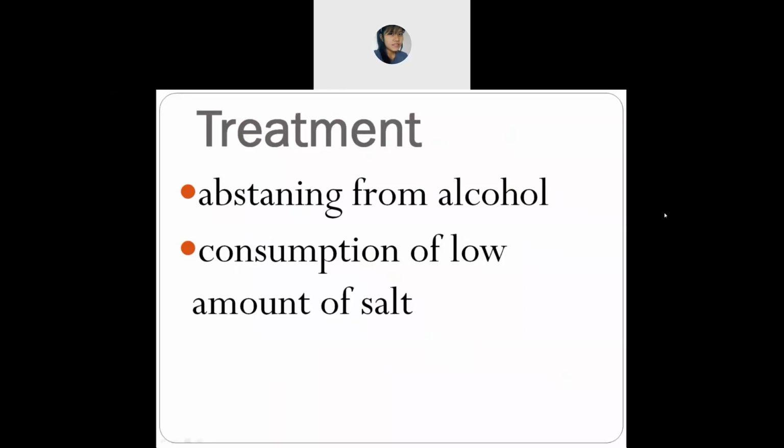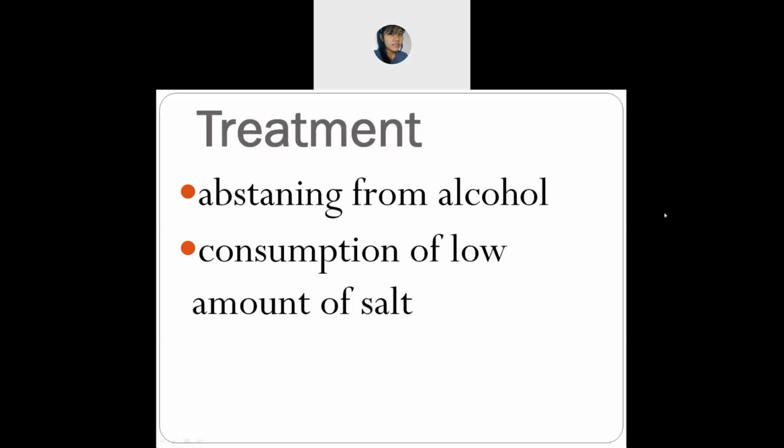So these are some of the treatments. As I have already said, it is mainly because of having alcohol, so they should stay away from alcohol. And next is consumption of a low amount of salt. For example, if they were having two teaspoonfuls of salt, now they should have one or just half. They should limit the salt intake.